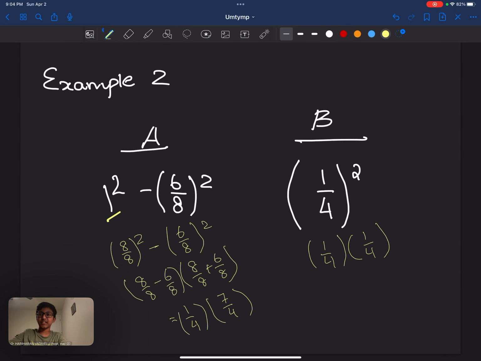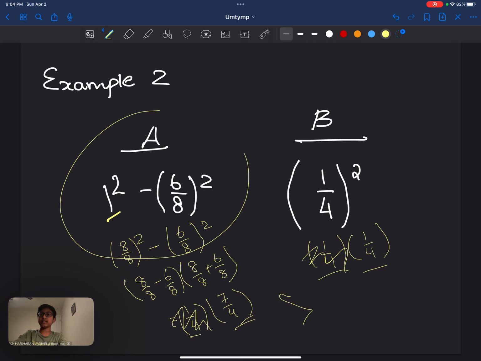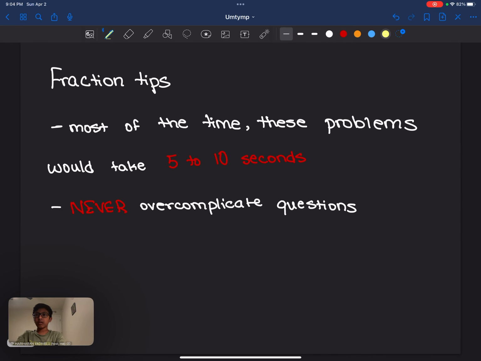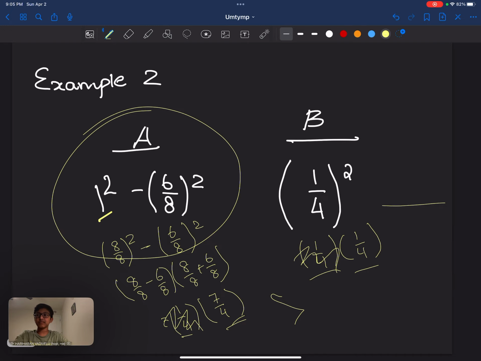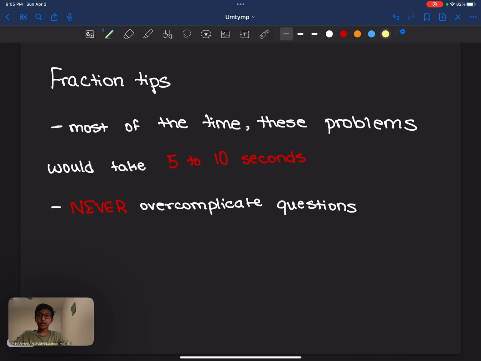Yeah, okay. I thought I did that wrong. But you see, this is 1/4 times 1/4, versus 1/4 times 7/4. We can cancel the 1/4 on both sides, and we get that 7/4 is greater than 1/4, so A is the answer. Alright, so most of the time, these problems take about 5 to 10 seconds. I lengthened it for no reason, but this should be pretty easy for you guys to solve. And never overcomplicate the questions, obviously. You'd never want to overcomplicate any question.